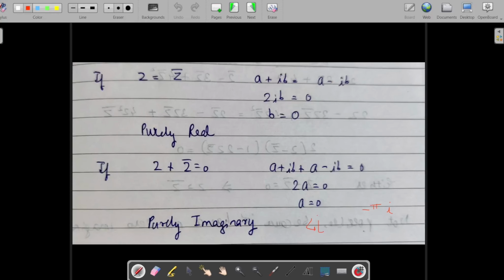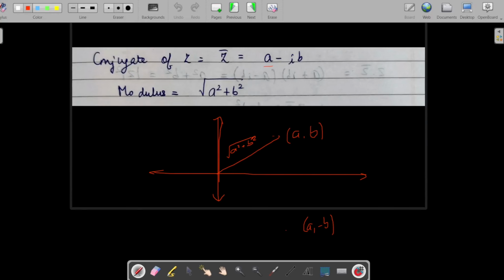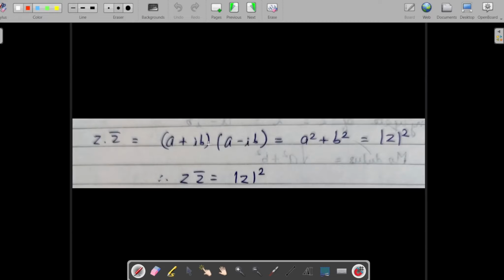Now, the other thing is what I defined to be the modulus of the complex number, under root a square plus b square. Now when you multiply z into z bar, that is a plus ib into a minus ib, you get a square plus b square, because basically this is x plus y into x minus y, which is x square minus y square. However, because of this iota, you get another iota square, and iota square is minus 1. So that minus 1 sign gets multiplied by this minus sign, and you get a plus sign here.